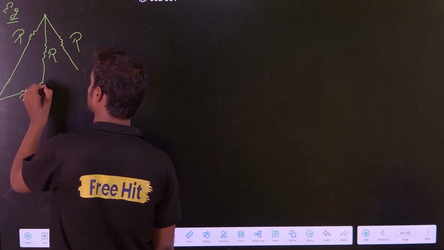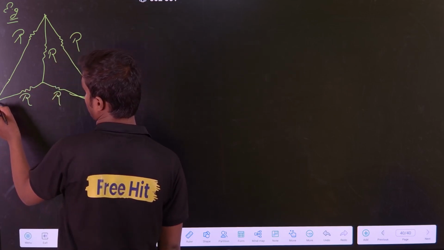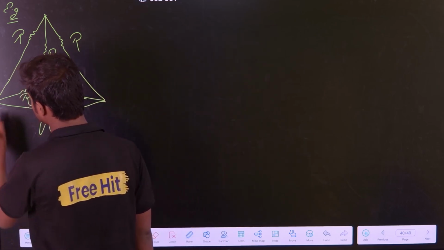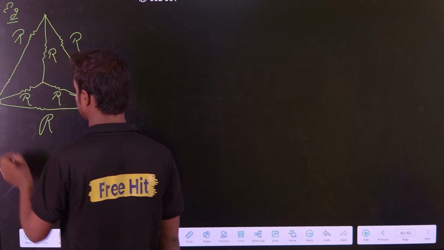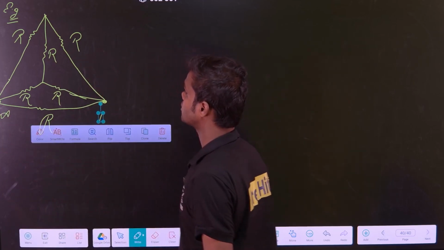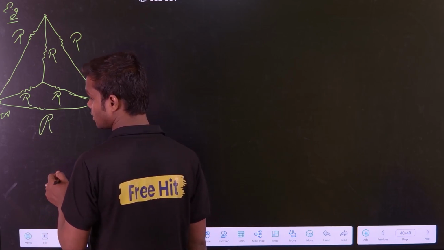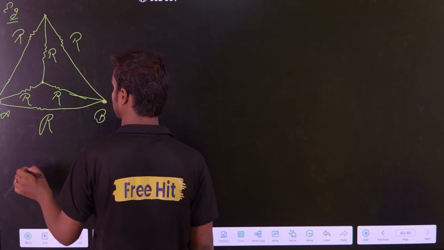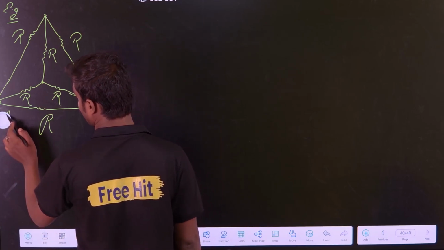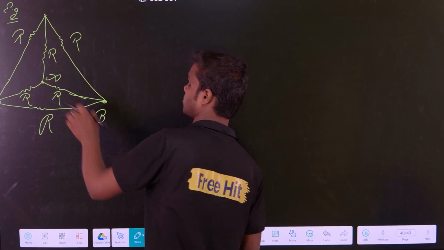Then after that, this resistance is also R. This resistance is also R. And suppose this resistance is also R. Correct? This point is A. This point is B. Okay? And my question is, you have to find the R equivalent between A and B, between these 2 points.